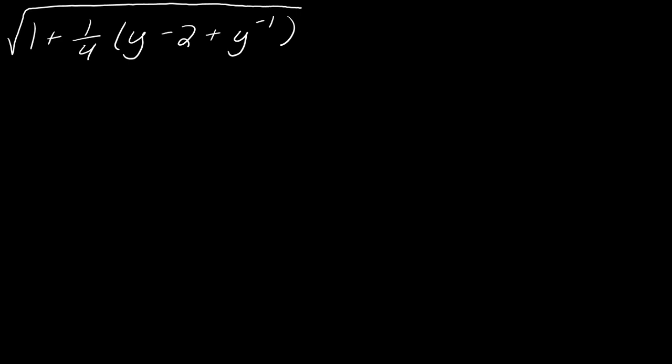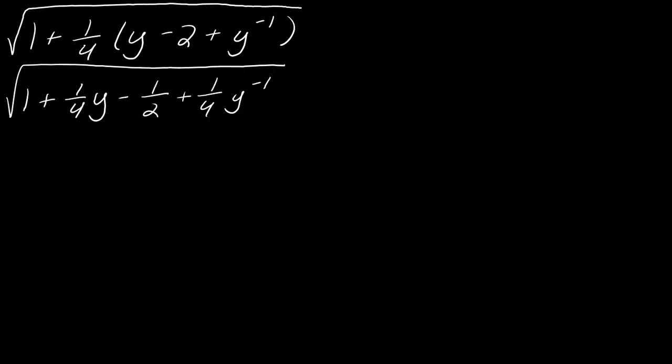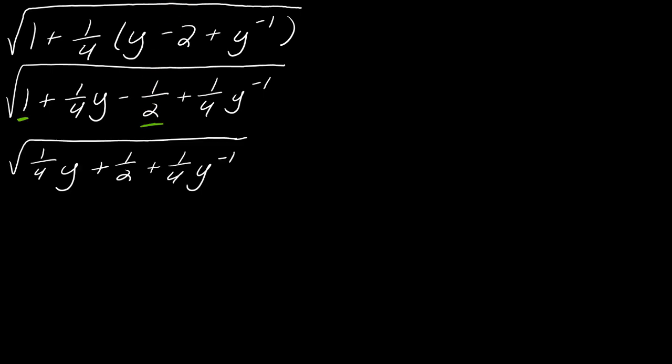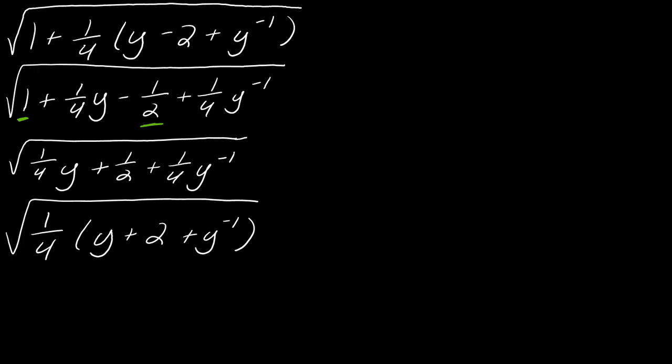Okay, so I am going to do this now. I'm going to go ahead and distribute the 1/4, and now I can see that I have the 1 and the -1/2. So I'm going to combine those 2 things together. And so now I've got 1/4 y plus 1/2 plus 1/4 y to the -1st. And okay, so what else can we do here? Well, the other thing I think of right away is, oh, I could take out the 1/4. So if you made it there, awesome.